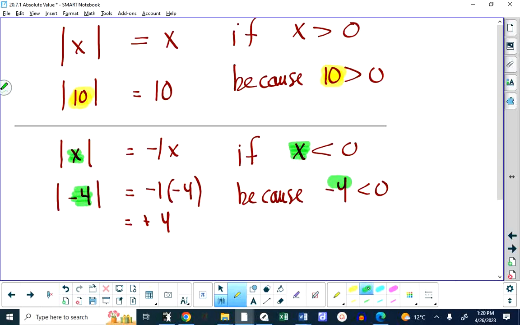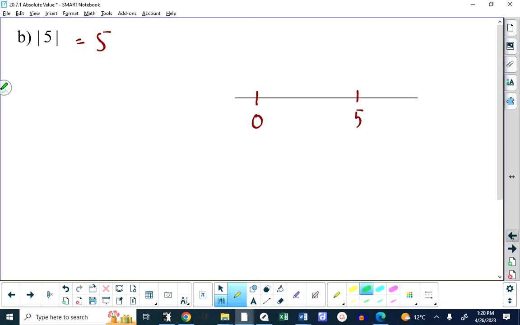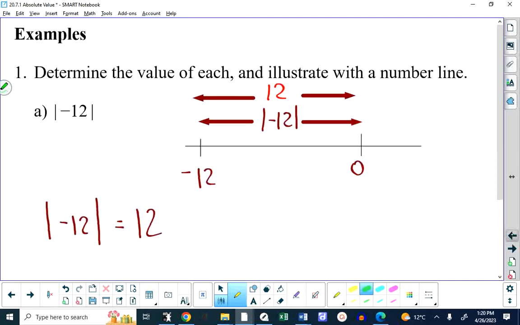So that's a little bit more of a sophisticated way of looking at it. Listen, I know you don't need to do that to know that the absolute value of 5 is 5 and the absolute value of negative 12 is 12. And you certainly don't need a number line in either case, right?